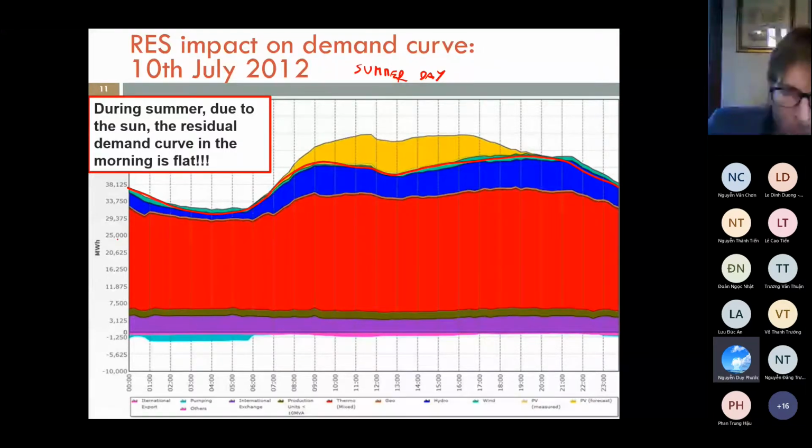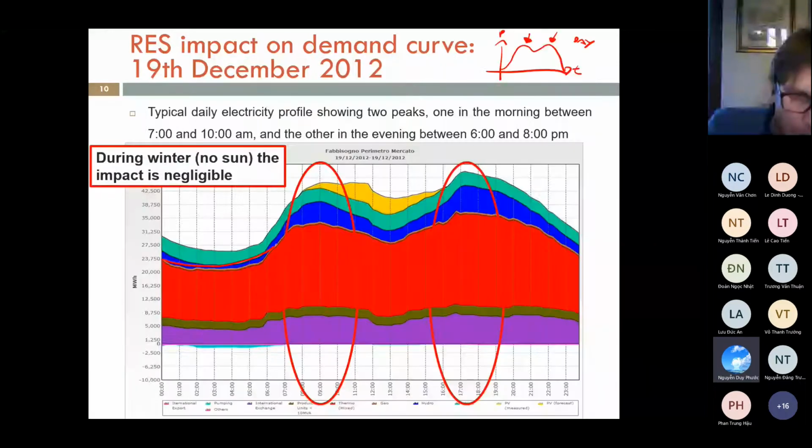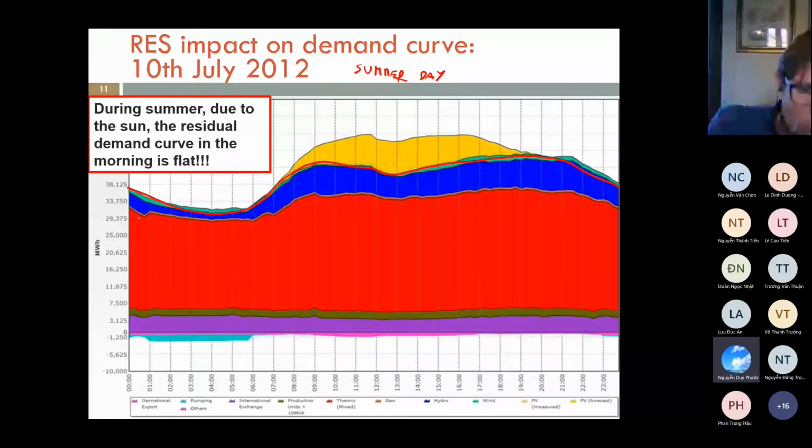I would say the thermal ones. Look, here the thermal has to do like this. The production from thermal has to follow the residual load, with a peak in the morning and a peak in the afternoon. While here, look, the trend is more, let's say, stable. So the thermal power plants basically have to change completely their schedule day by day, month by month, season by season.